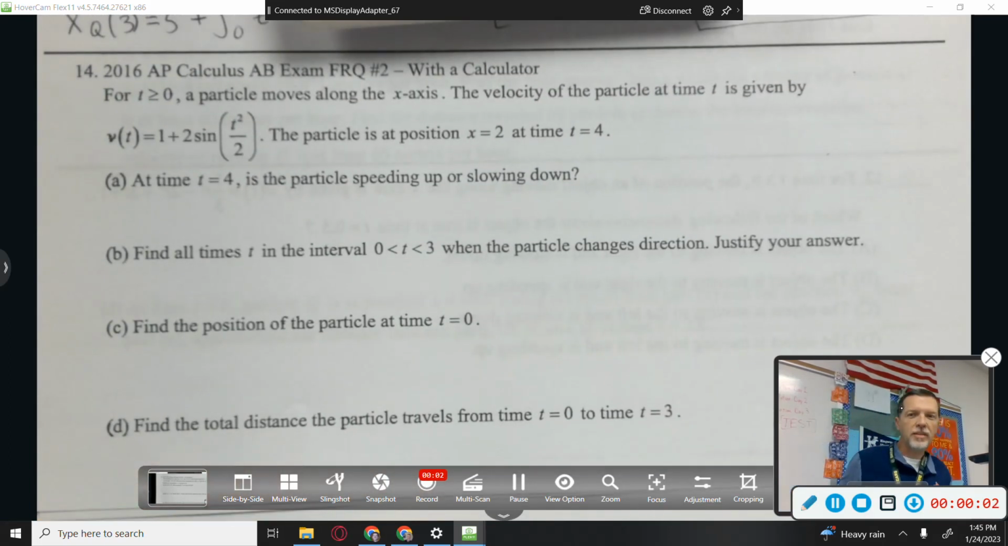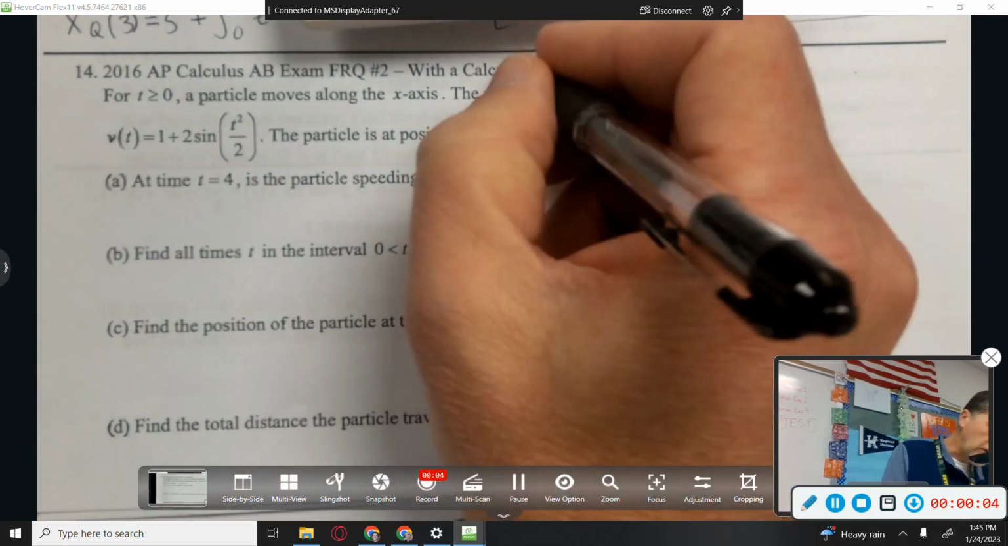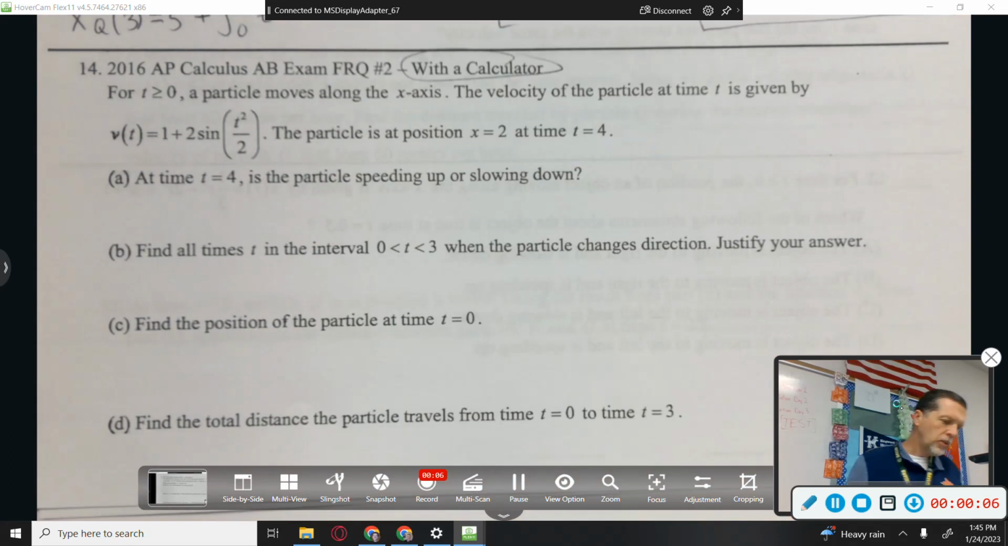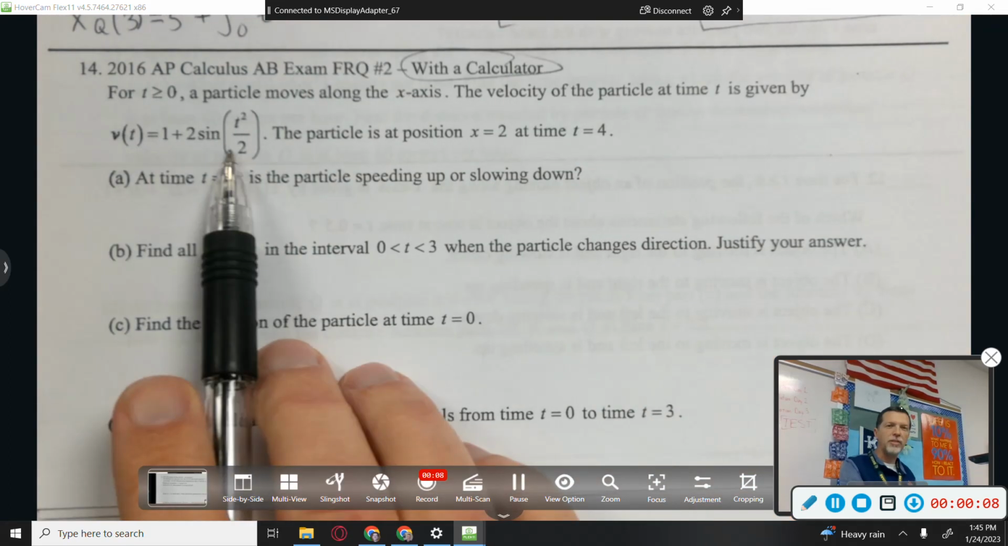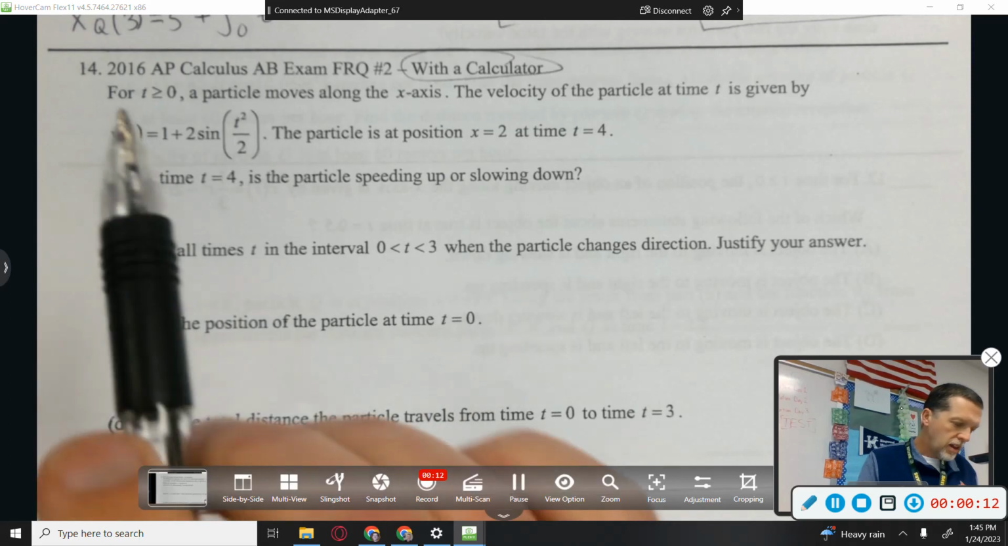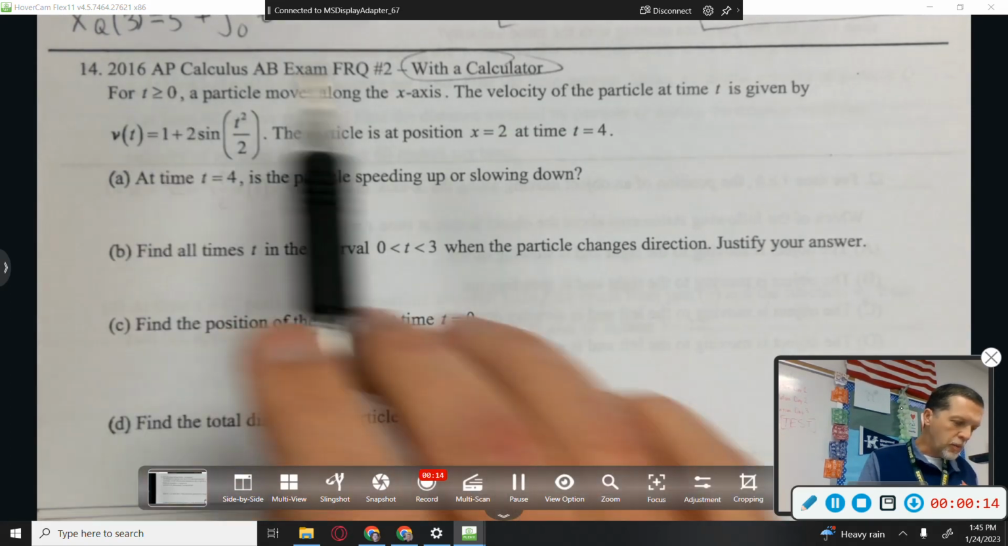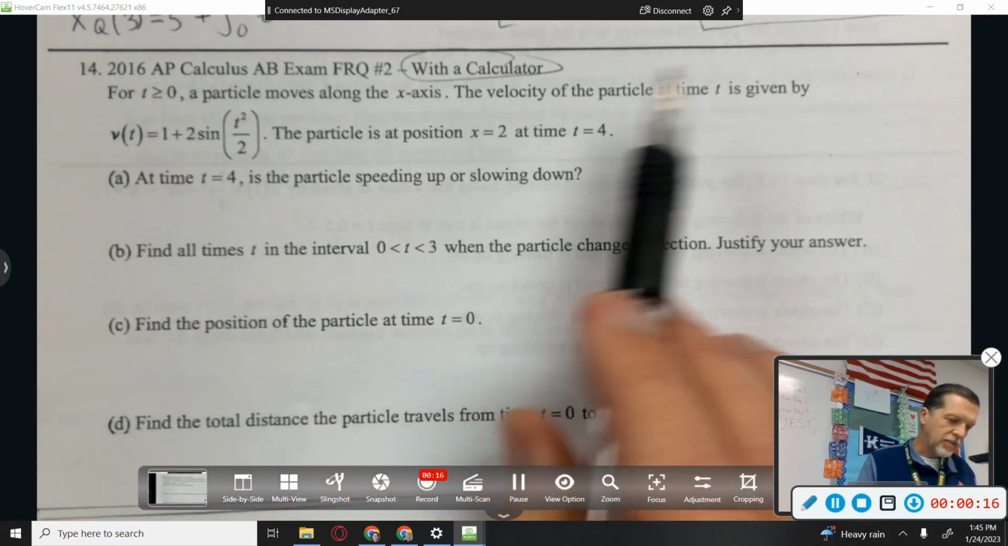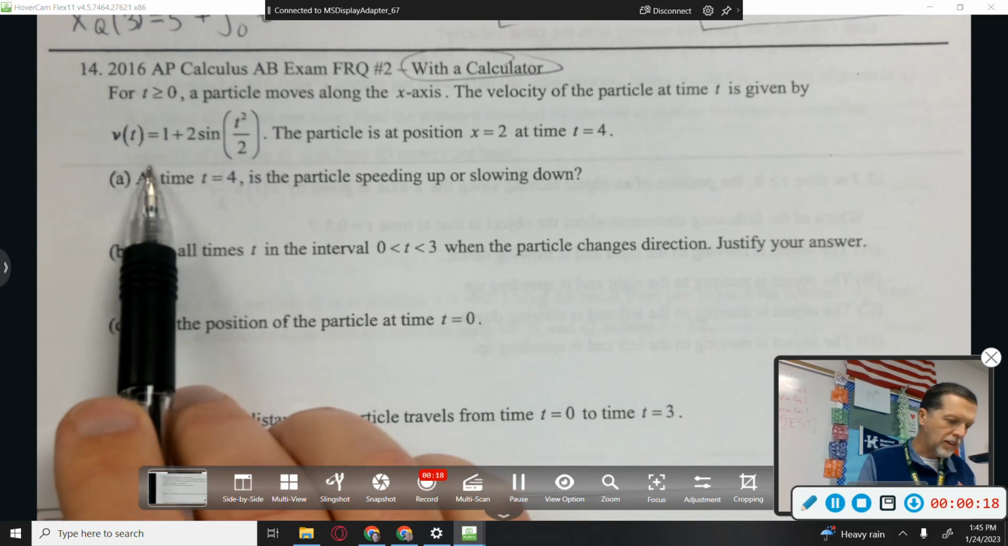Number 14, with calculator. So that's good news, although that also means they're going to give us weird functions, but we don't have to think about it. The calculator can handle it. For t greater than 0, a particle moves along the x-axis. The velocity of the particle is given by this.